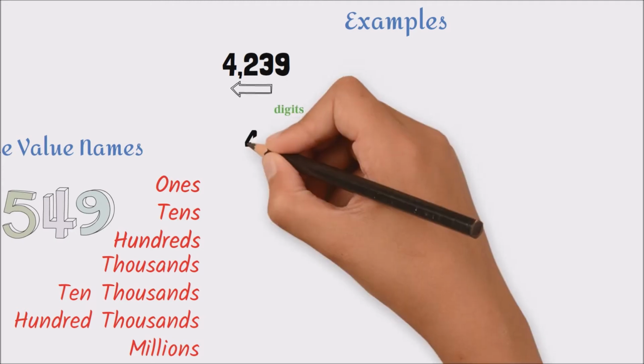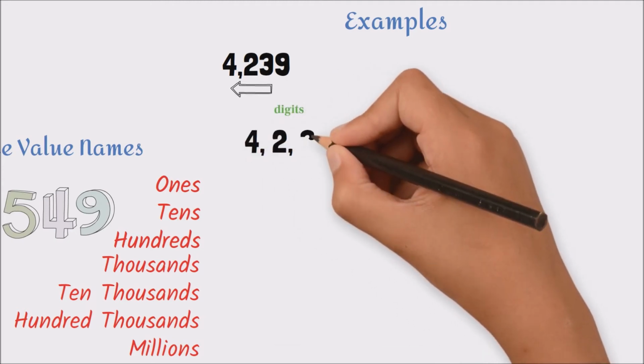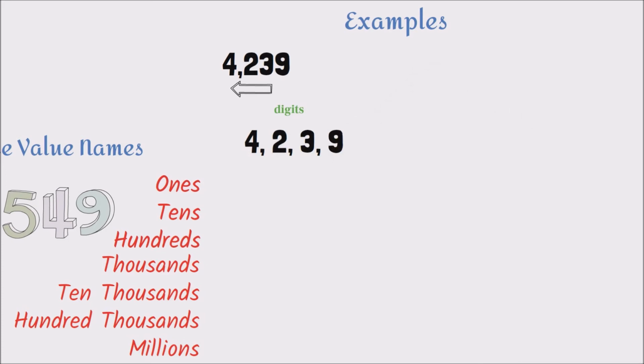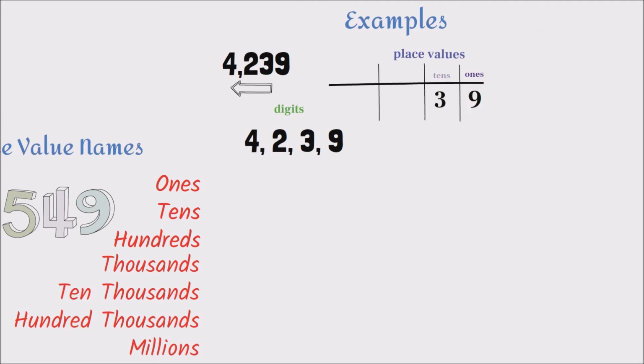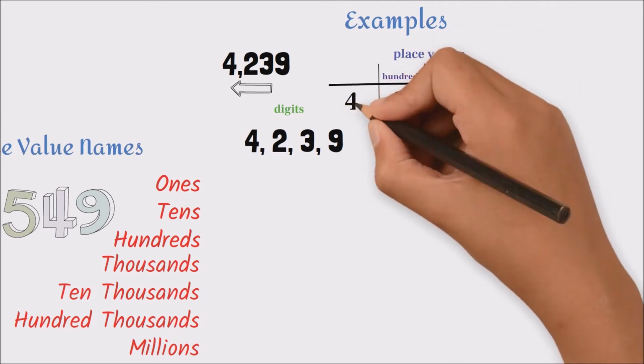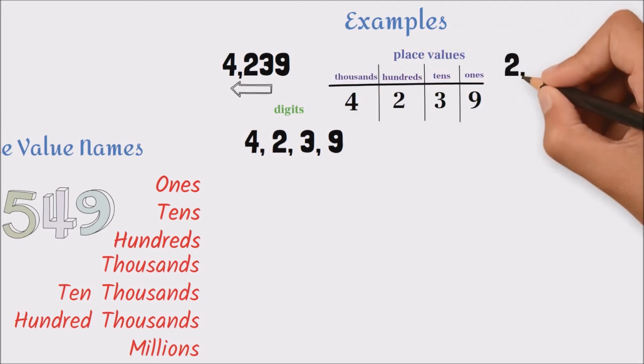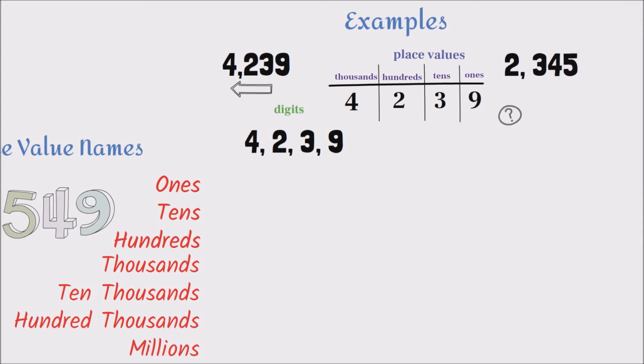So our 4 digits are 4, 2, 3, and 9. Starting from the right, we have 9 ones, 3 tens, 2 hundreds, and 4 thousands. I've also included the number of recovered cases so far.